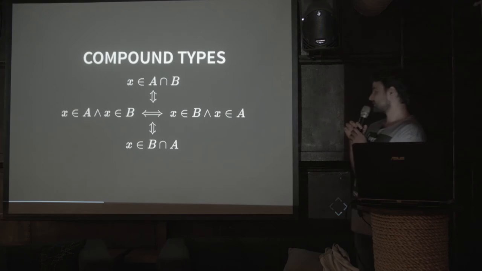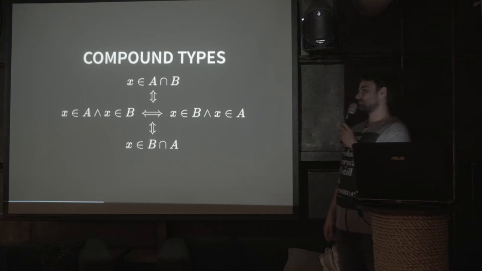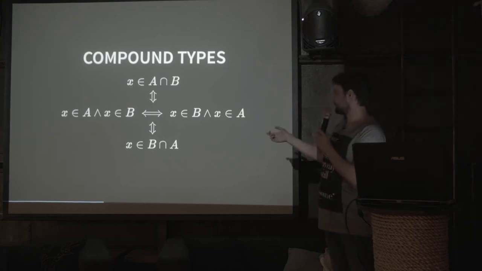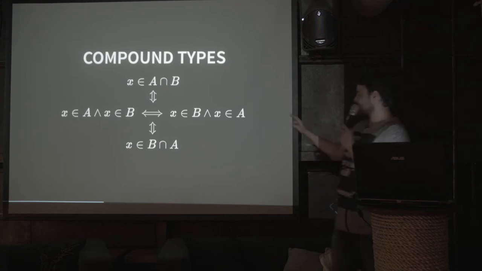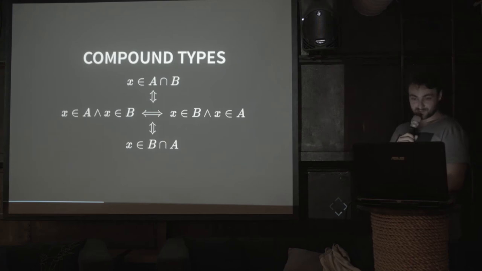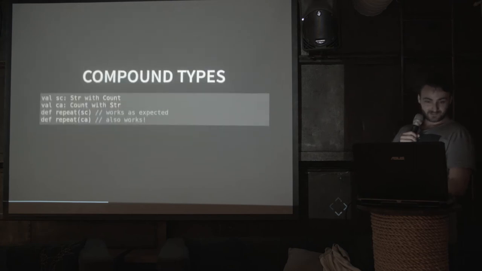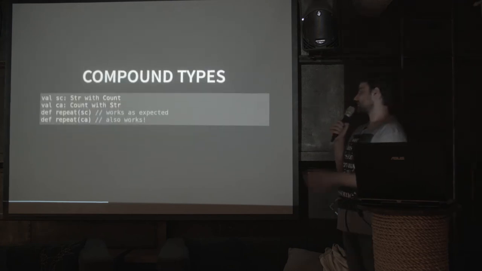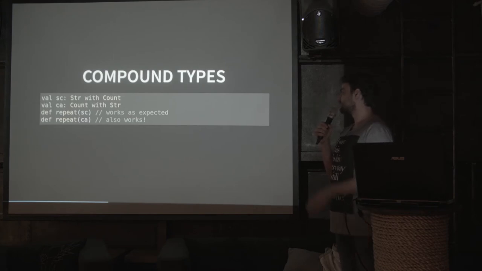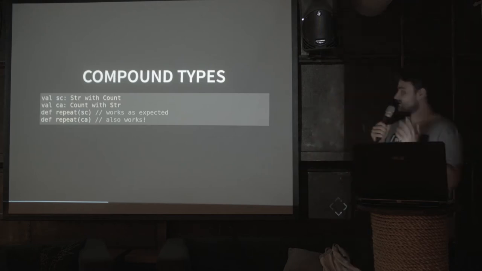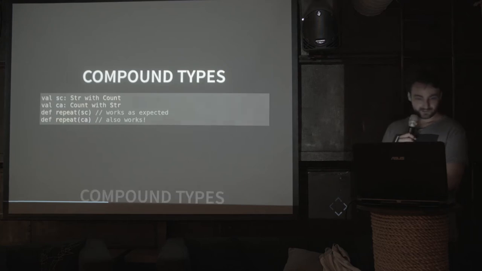It's basically derived from this mathematical property that this operation, the conjunction, you can switch those sides and it will still be the same result. So if you use it in Scala, you have type string with count or count with string, then no matter in which order you declare them, you can use them interchangeably, but only when it comes to declaration.